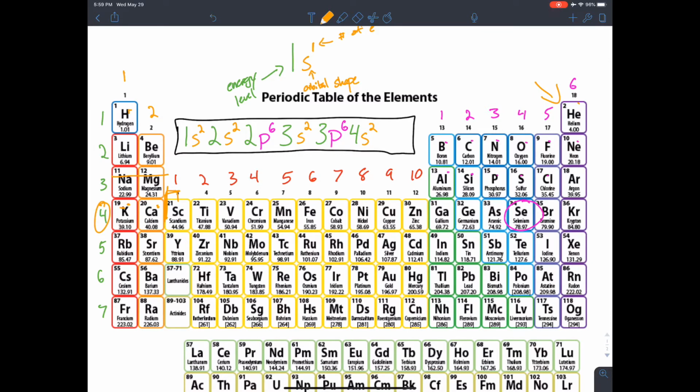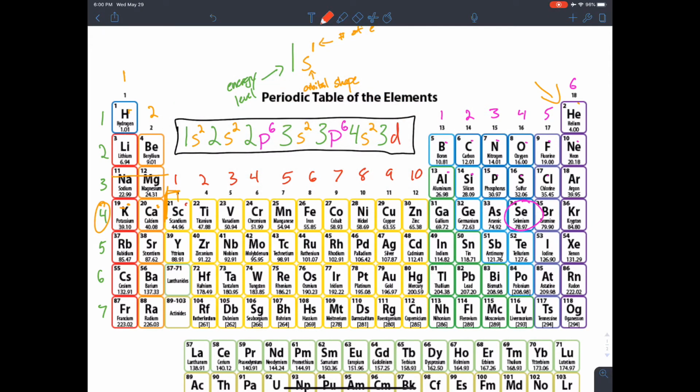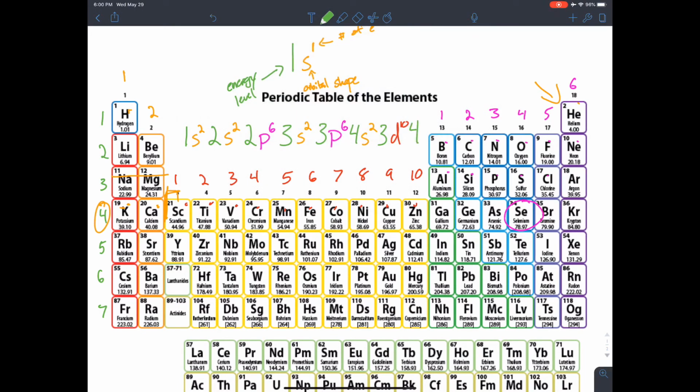Okay, so we go back. So now we're in the D. It's 3D, and we go all the way across. 1, 2, 3, 4, 5, 6, 7, 8, 9, 10. 3D10. I need a little extra room here. Okay, so now we go through D, and we're back at P, which matches the period number. So we're back in the fourth energy level, 4, and we're in P, and we have to get to selenium. So P 1, 2, 3, 4. 4p4. And that's the electron configuration for selenium.